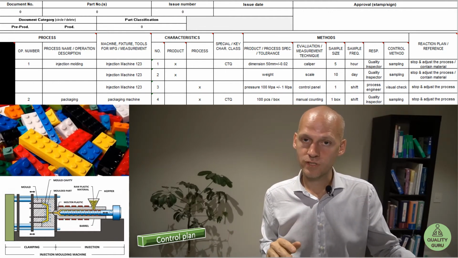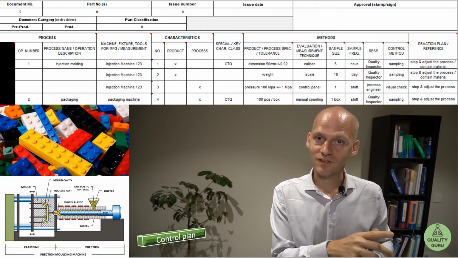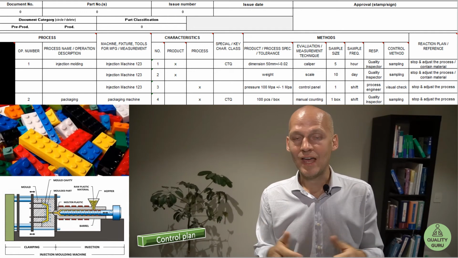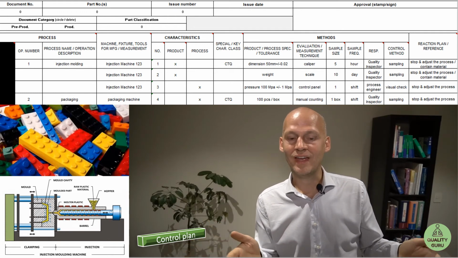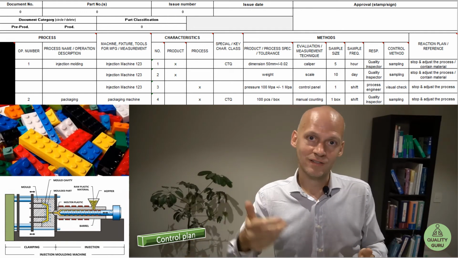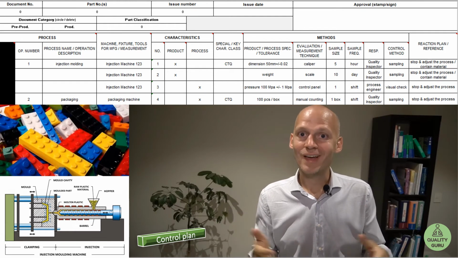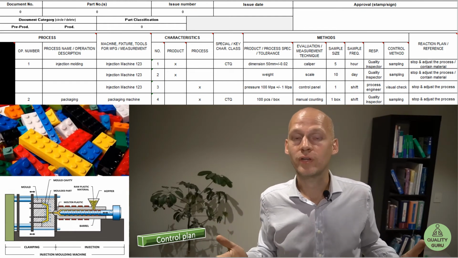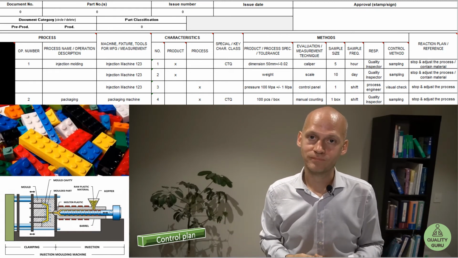So I stop the process, I go back to the machine, I adjust, I make sure that parts coming out are in specification. And if I cannot do this, then I should ask my supervisor, my boss, and escalate the topic in the organization, to ask for some support on the problem solving.